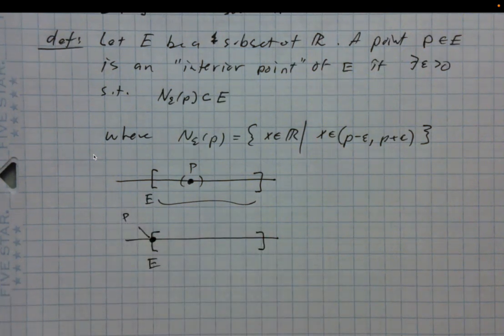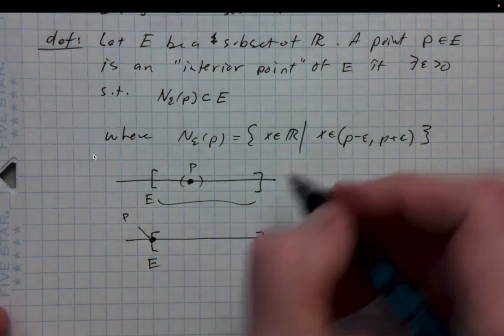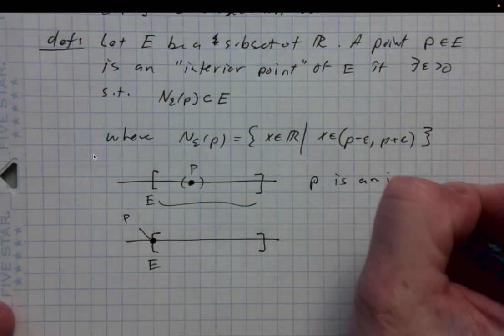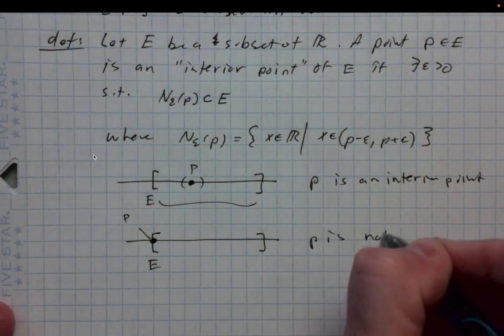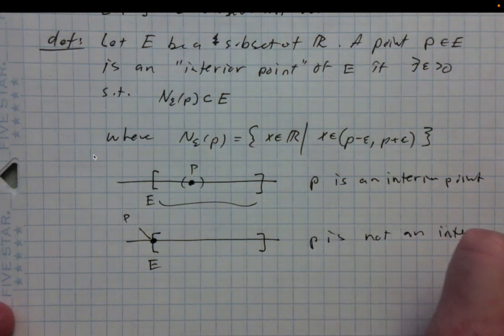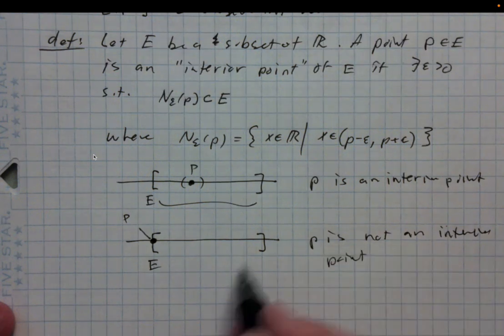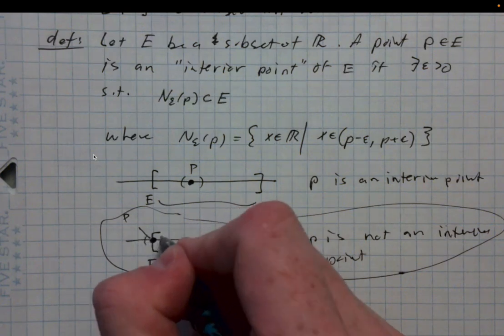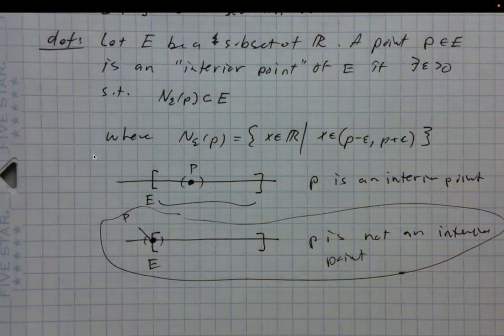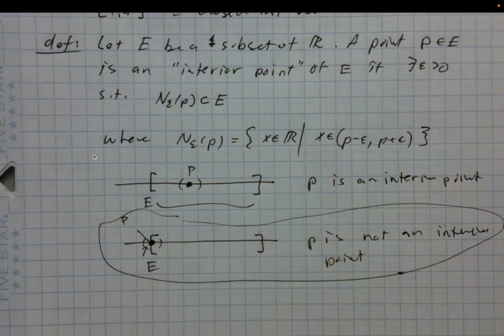well, if it's an endpoint, then that can't be an interior point. p is an interior point here. p is not an interior point in this case, specifically because there's no way to make epsilon small enough such that I can think of an interval that is inside of E. Specifically right here, I have a problem, don't I? There's a little gap there. Okay, so that's what we mean by an interior point.